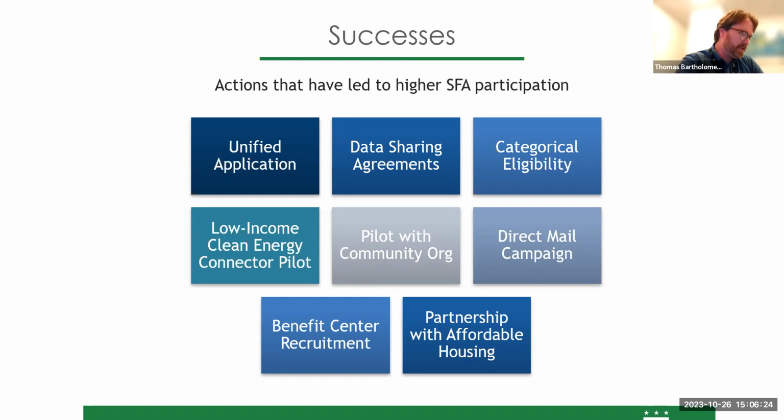So categorical eligibility basically means that if you have one benefit program from the district, you're automatically eligible for Solar for All. You don't have to have further income verification from us. And we've tried to broaden that as much as we can, include as many programs as we can, and also include affordable housing covenant documents, which is one of the partnerships we've had with affordable housing providers, to make it easy for their residents to get the benefits.